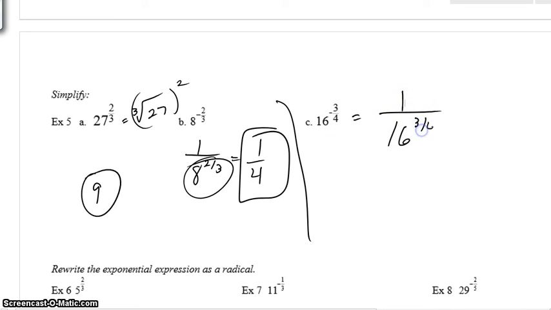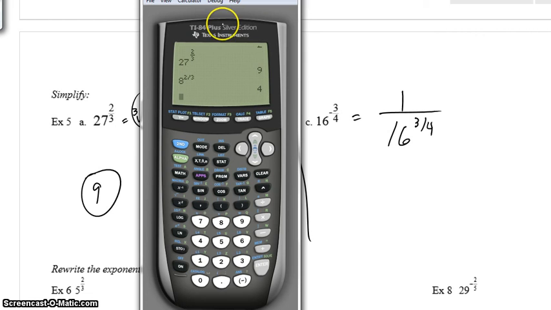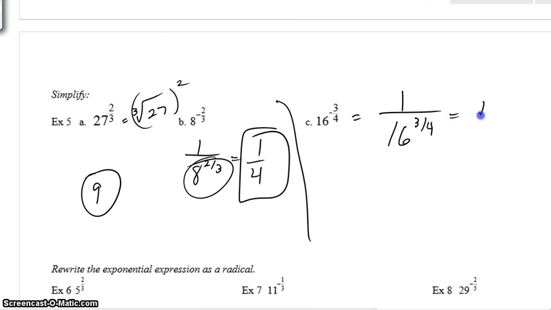Very similar problem right here for letter C. Negative exponent means flip. Go 1 over 16 to the 3/4. Let's maybe see what 16 to the 3/4 is. And you'll actually get an 8. So you have 1 over 8.